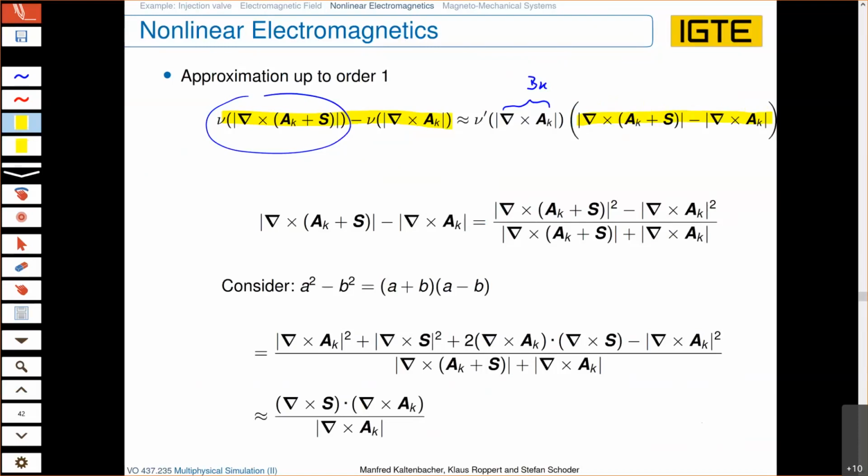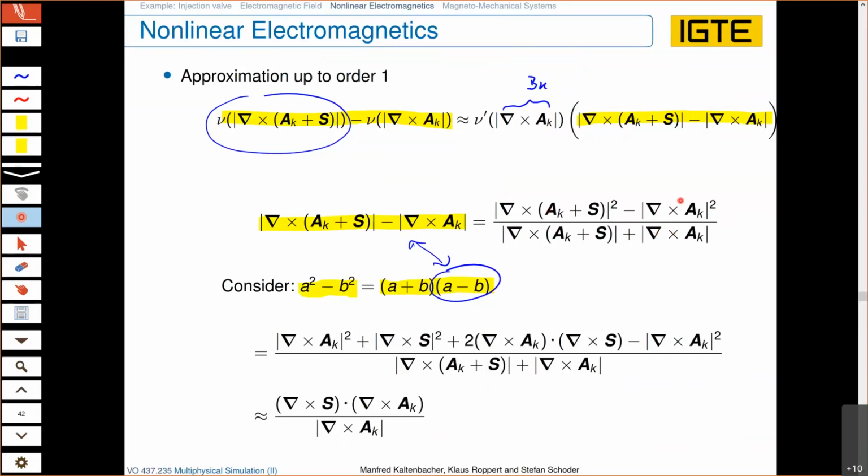Okay, but for this term, which is rewritten here, we remember what we have learned in school, that a squared minus b squared can be written as (a plus b) multiplied by (a minus b). What we have here on the left-hand side is exactly this one. So this is this part, which means this term here can be substituted by a squared minus b squared over a plus b. Now let's look at the denominator. So we have here a plus b. A is the absolute value of the curl of (A_k + s), and b let's be the absolute value of the curl of A_k.